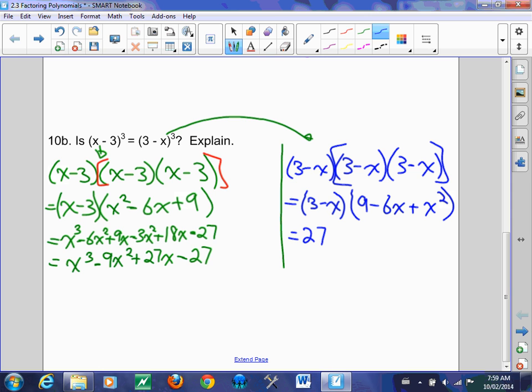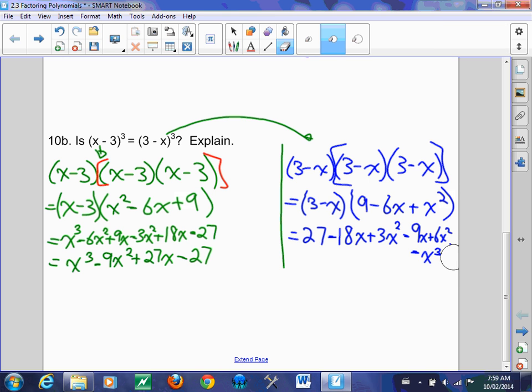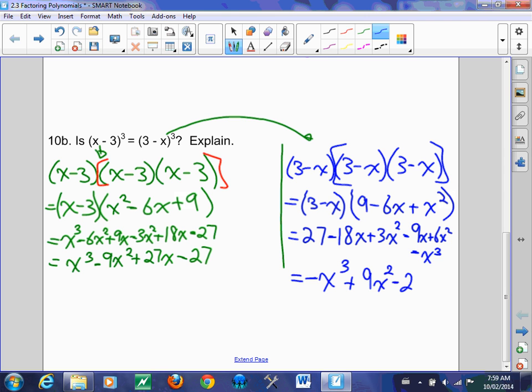So I'm going to end up with 27 minus 18x plus 3x squared minus 9x plus 6x squared, running out of room, sorry, minus x cubed. Try to put that on one line, I just ran out. Okay, and you don't need that other bracket there. Okay, and let's collect like terms and put them in order. So notice here I've got negative x cubed plus 9x squared minus 27x plus 27.